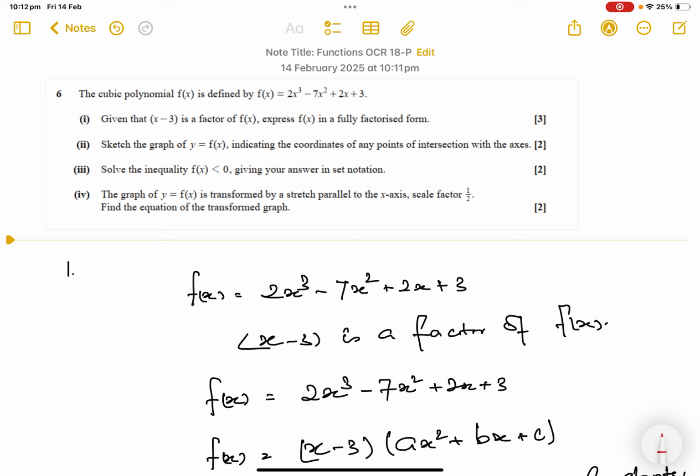Another past question on functions from Oxford and Cambridge past paper. The cubic polynomial f(x) is defined by f(x) = 2x³ − 7x² + 2x + 3. Given that x − 3 is a factor of f(x), express f(x) in a fully factorized form. Let's start with the first part.